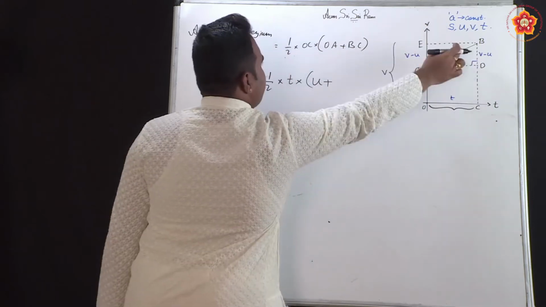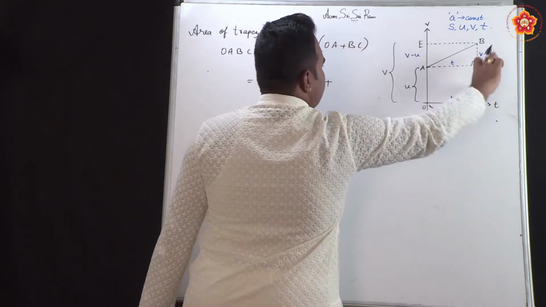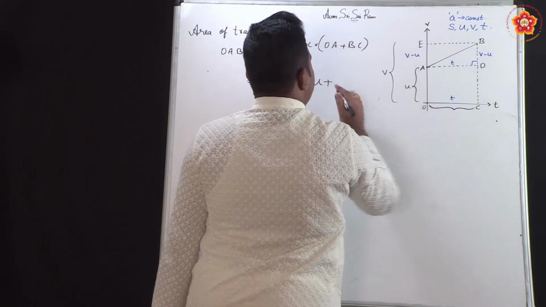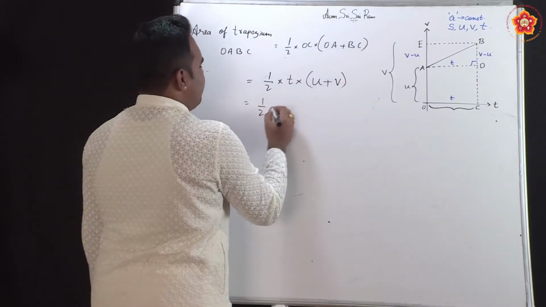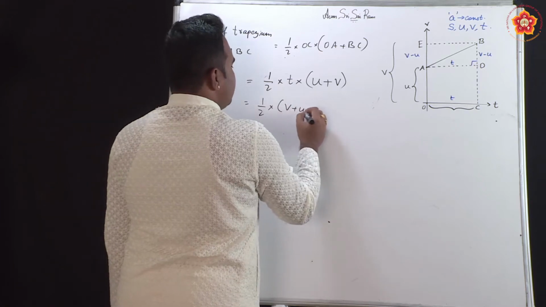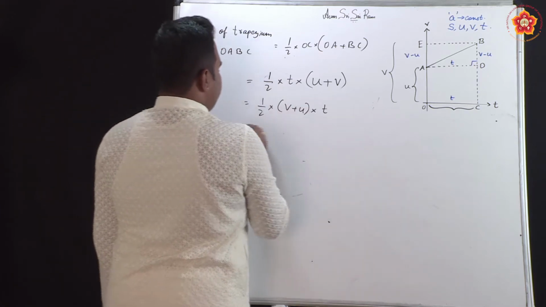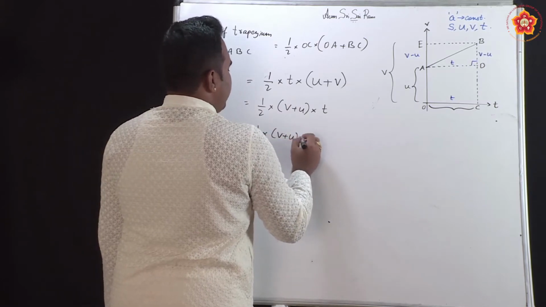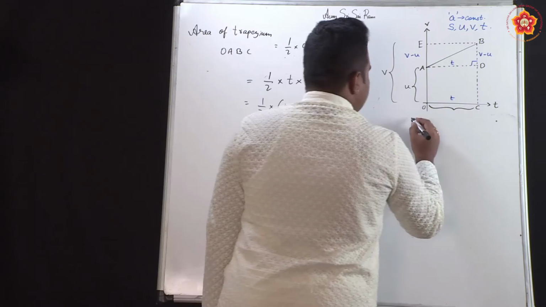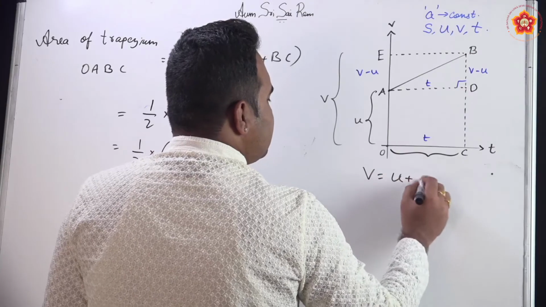BC is nothing but, when projected here with a perpendicular, we see that the length BC is equal to OE, which is nothing but V. So, we have half into V plus u into time. Now again, what is the first equation? V is equal to u plus at.